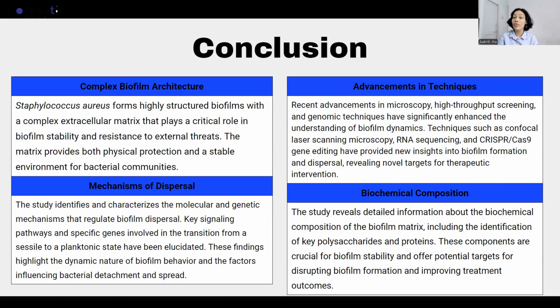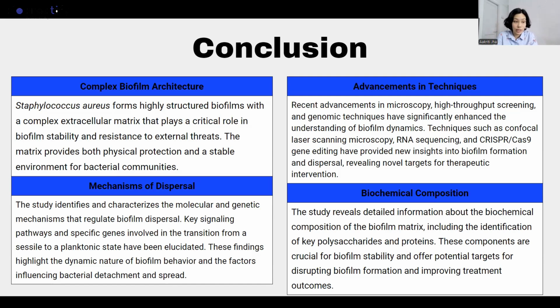Another is advancement in techniques, as we saw the role of microscope. So recent advancements in microscopy, high throughput screening and genomic techniques have significantly enhanced the understanding of biofilm dynamics. Techniques such as confocal laser scanning microscopy, RNA sequencing, and CRISPR gene editing have provided new insights into biofilm formation and dispersal, revealing novel targets for therapeutic intervention.